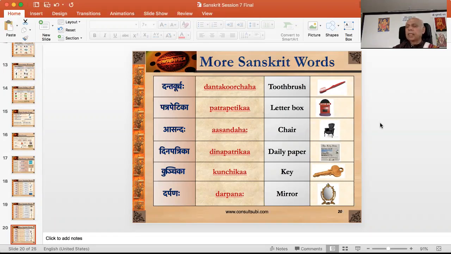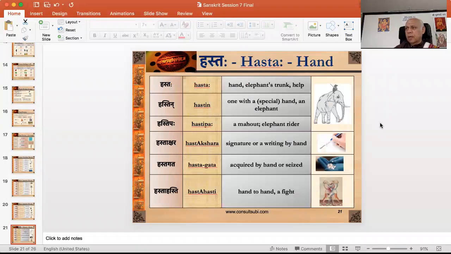Dina patrika, daily newspaper. Patrika refers to a magazine, but Dina refers to daily. Kunchika, a key. A key is referred to as kunchika. Mirror, darpanaha. So quite a few words you have learned today in Sanskrit. So I'm going to refer to a particular word, hastaha, how it gets transformed into different words.